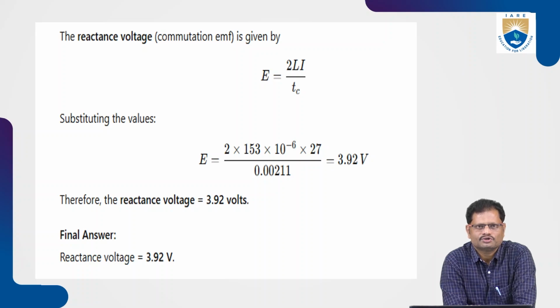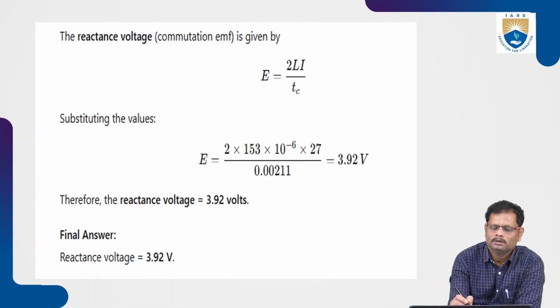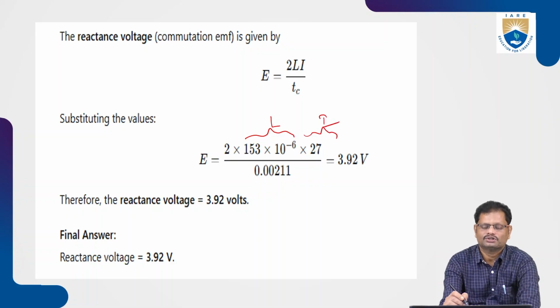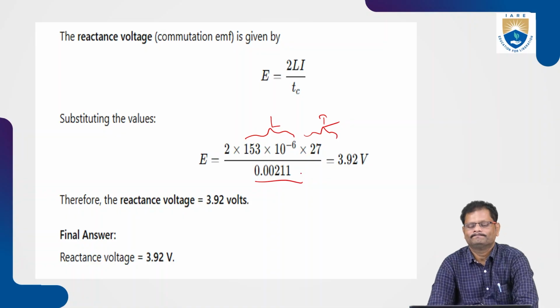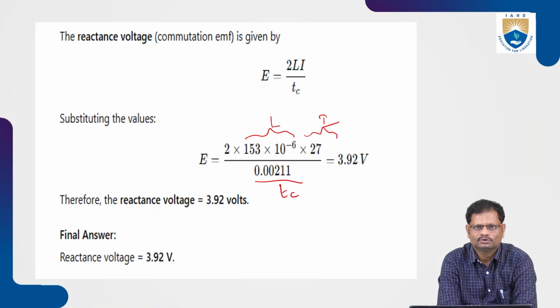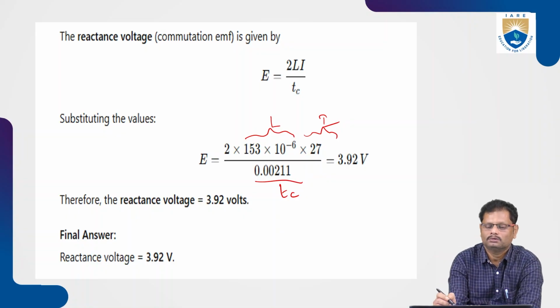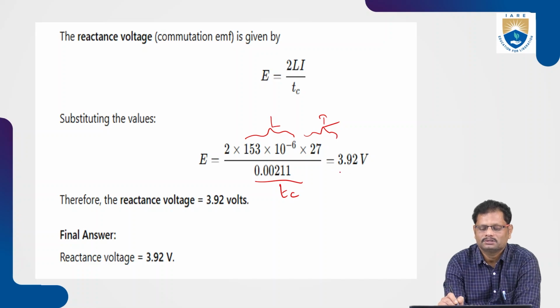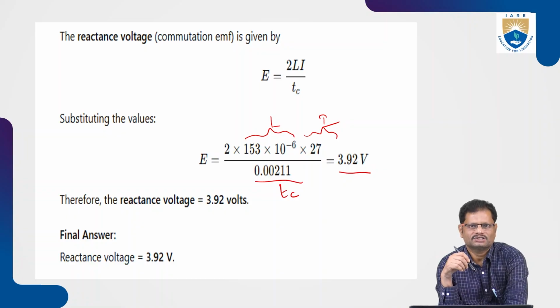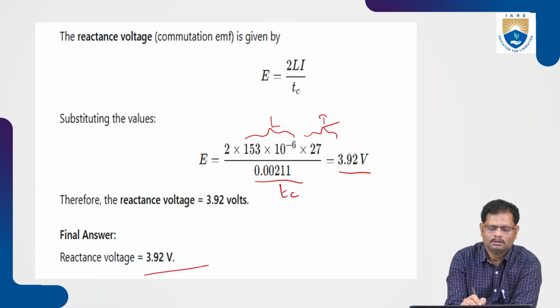So we need to substitute all these values. E equal to 2 into L, which is given as 153 into 10 power minus 6, and I is 27 and time of commutation is 0.00211 seconds. So after substituting all these values, we have the reactance voltage as 3.92 volts. So therefore the reactance voltage is calculated as 3.92 volts and this is the final answer.